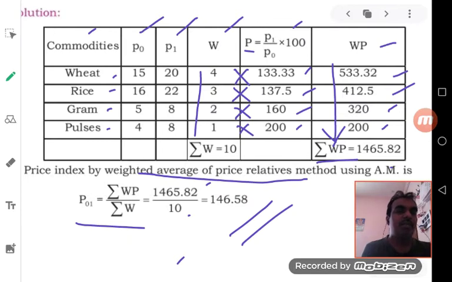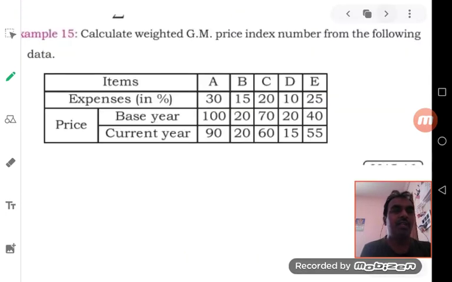So we have done only arithmetic mean here. We will proceed with another example where I will show you how to calculate geometric mean method also.